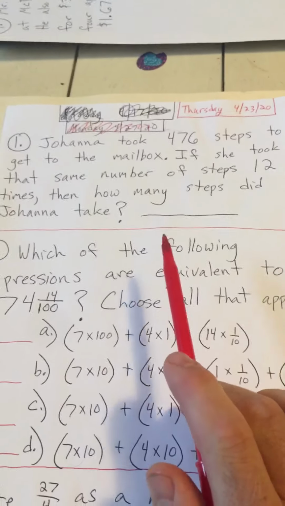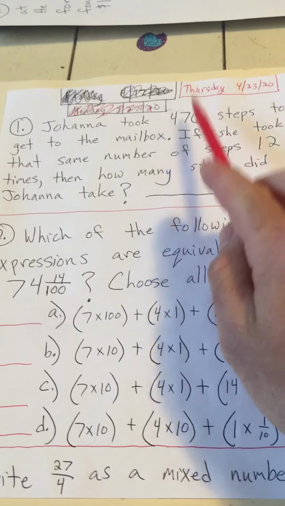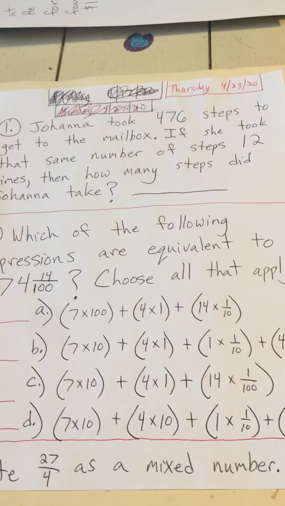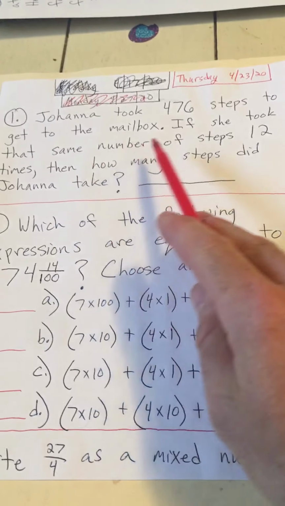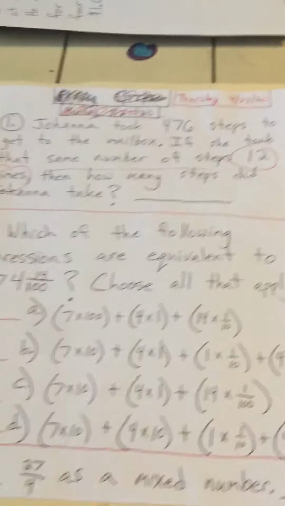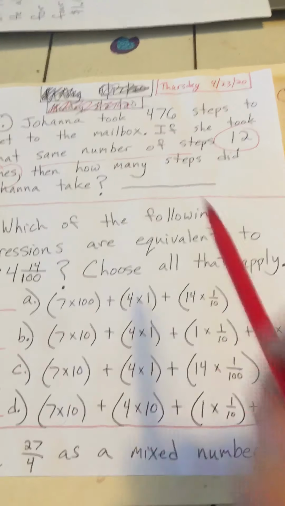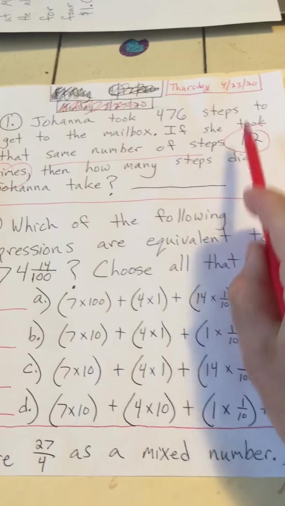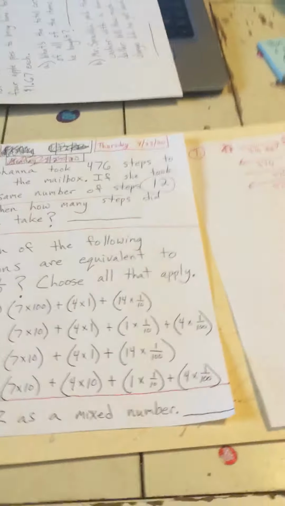Or we're going to use multiplication because we're in 5th grade and that's what we're going to do. So it's repeated addition. We can use multiplication. Johanna took 476 steps to get to the mailbox. If she took the same number of steps 12 times, then how many steps did she take? 476, she did it 12 times, so we're going to do 476 times 12.